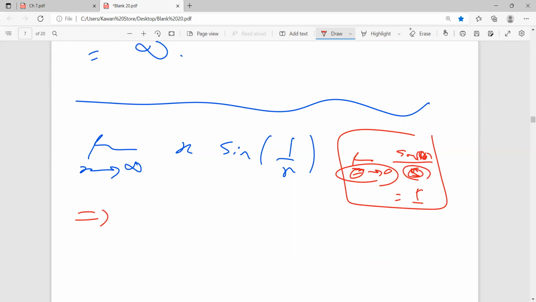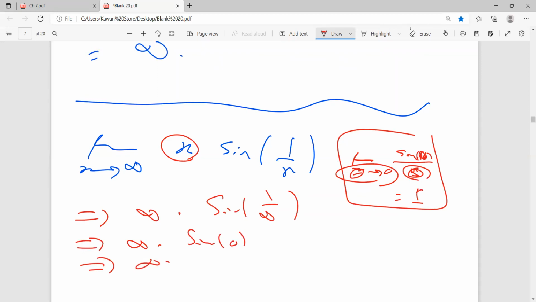Yes. If I put infinity here, I'll get infinity. If I put infinity here, I'll get sine of 1 over infinity, which is sine of 0. So it is infinity multiply 0. And we say that infinity multiply 0, 0 multiply infinity, infinity minus infinity are the same type of indeterminate form.